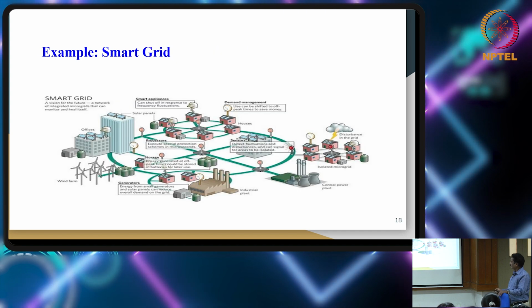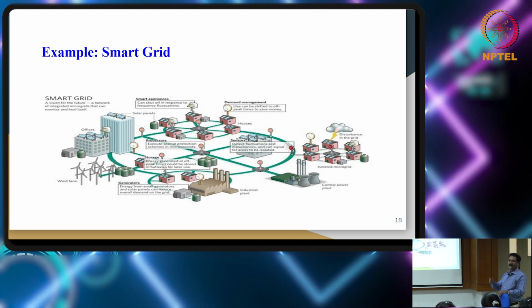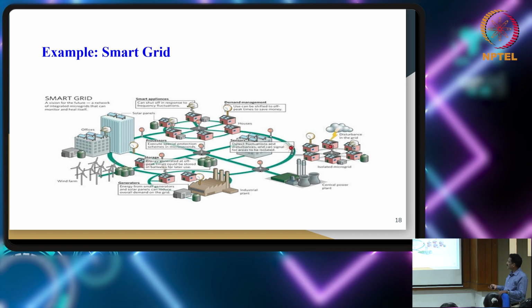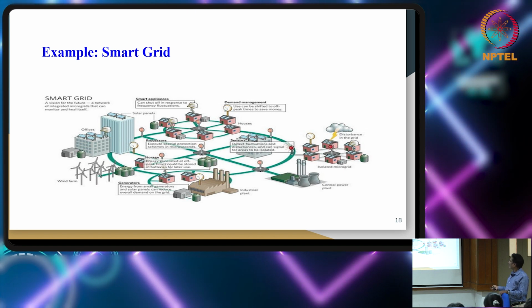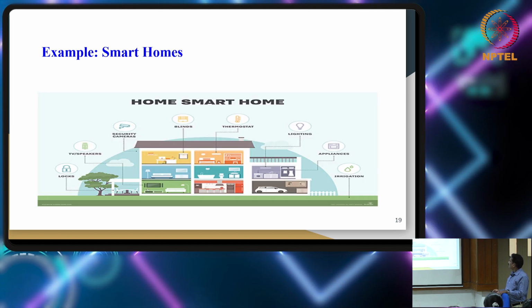This is a smart grid. I think you have heard about the power grid. So the power grid is one more thing: smart appliances, demand management, and what else? Sensors and processors and generators and so on. And smart homes, where you can see locks and TV and speakers.